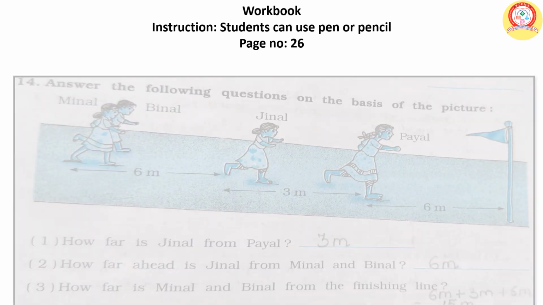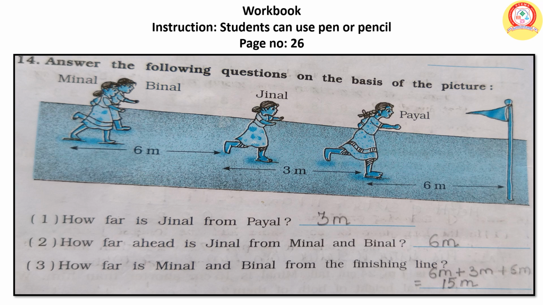Question number 14. Answer the following questions on the basis of the picture. First question, how far is Jinal from Payal? So you can see, children, Jinal is 3 meter far from Payal. Now second one is, how far ahead is Jinal from Meenal and Beenal? So you can see it's 6 meter far ahead is Jinal from Meenal and Beenal.